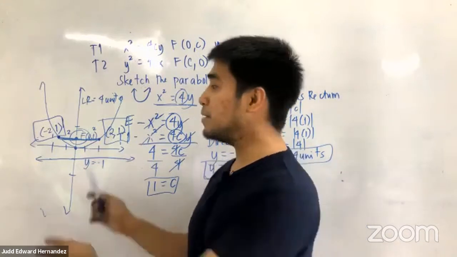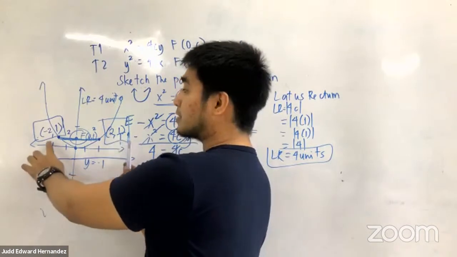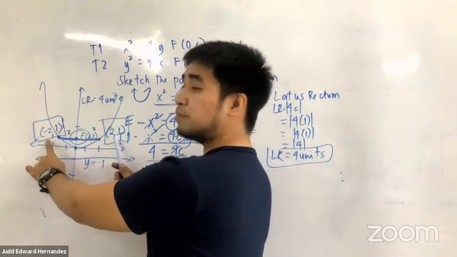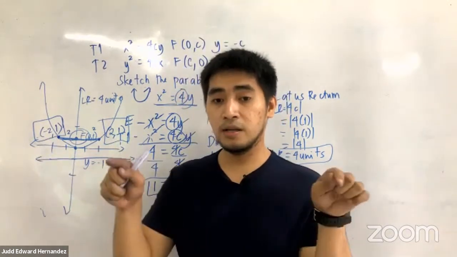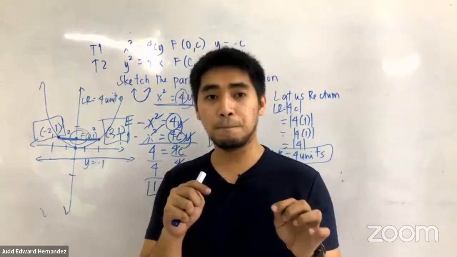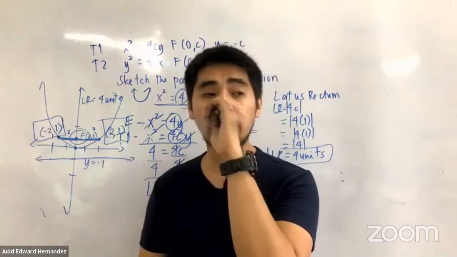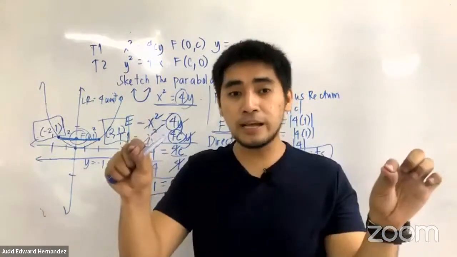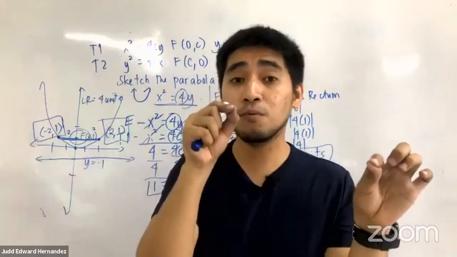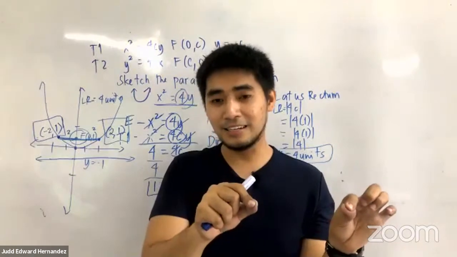Para makuha yung focus dahil binigyan tayo ng 2 points. Asaan yung focus? Sa 2 point na yan, saan nyo matatagpuan yung focus? Sa midpoint. At ano yung formula na ginagamit natin para makuha yung gitna? Midpoint. Tatandaan nyo na kapag binigyan kayo ng ends of the latus rectum, para makuha yung point ng focus, you use the midpoint formula. Maliwanag? Okay.